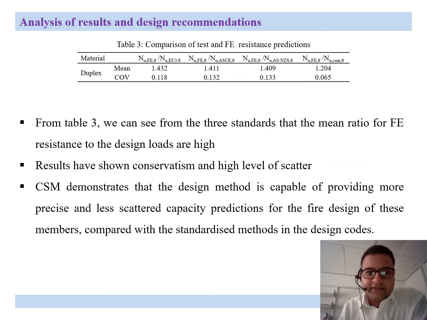Now, summarizing the results in terms of tabular results, the 3 existing standard mean ratios for FE resistance to the predicted design loads are high. They are showing relatively high scatter. And for CSM, it demonstrates that the design method is capable of providing more precise and less scattered predictions for the fire design of these members compared with the standardized methods in the design codes.